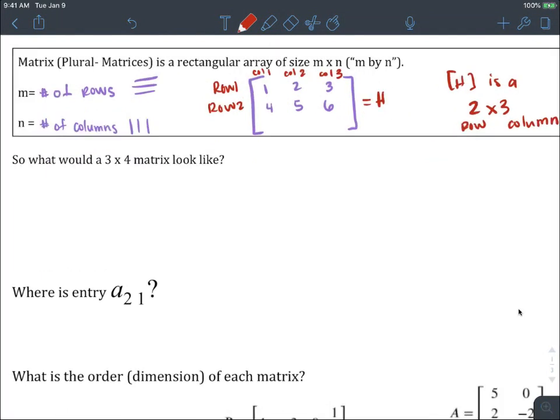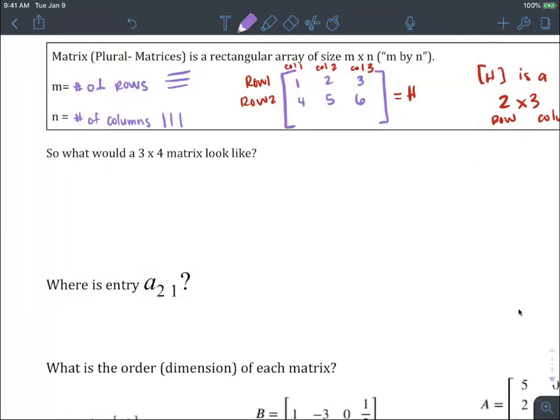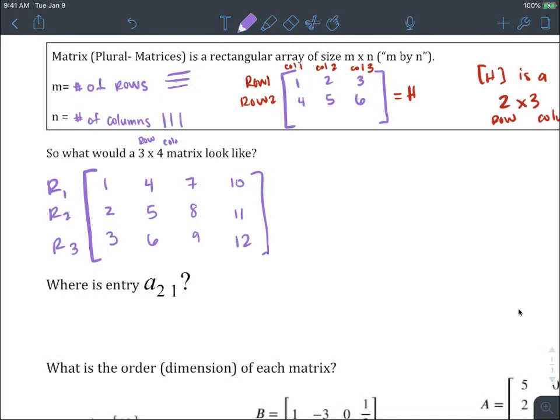So what would a 3 by 4 matrix look like? A 3 by 4 matrix would look something like, well, you make one. Okay, now I'll make one. So 3 rows by 4 columns: 1, 2, 3, 4, 6, 7, 9, 10, 11, 12. So I have row 1, row 2, row 3, column 1, column 2, column 3, column 4. All of the stuff that is highlighted, we don't normally write. I'm just doing it for your reference.